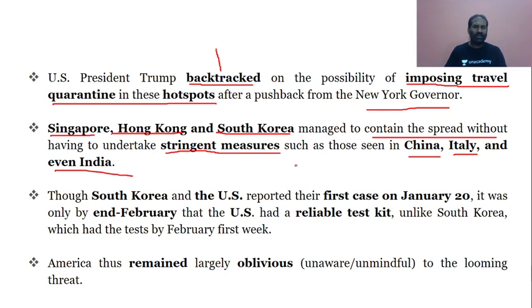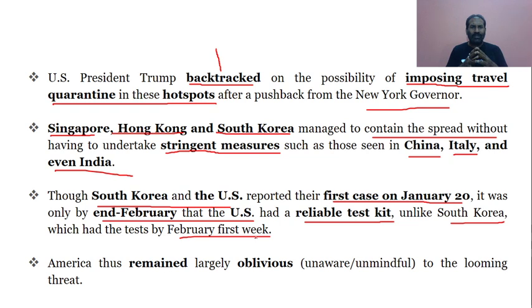But once it crosses that stage, and there is a possibility that the spread of virus can take place if you are not maintaining social distancing, then the lockdown is essential, it is imperative. And then we have seen that South Korea and the US reported the first case in January 20, so this is very important from our analytical point of view. South Korea and US had the first case of coronavirus on Jan 20 itself, and it was only in end February that the US had a reliable test kit. But if you look at South Korea, they started in the first week of February. That is what I was repeatedly saying, that we have to be well prepared.